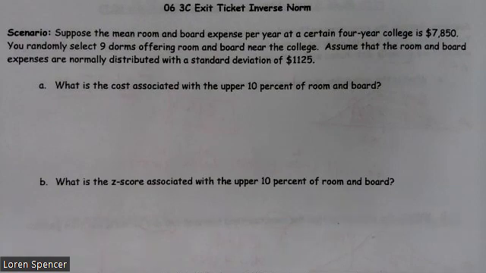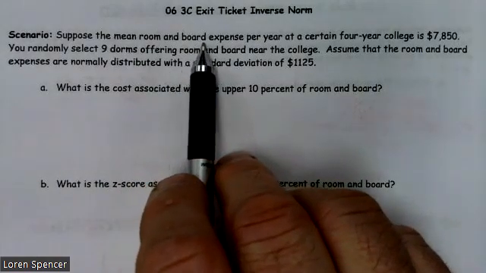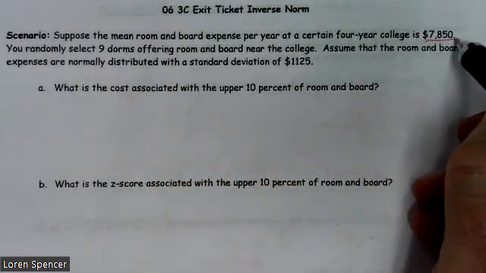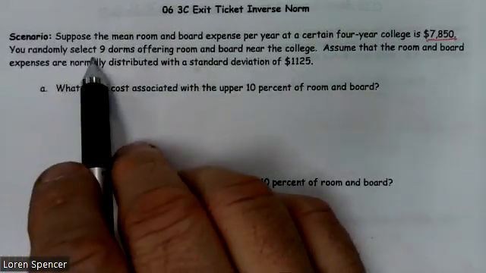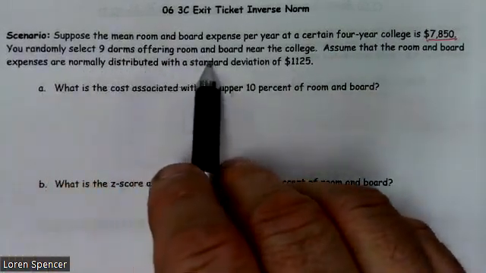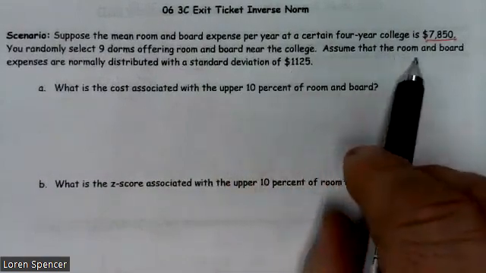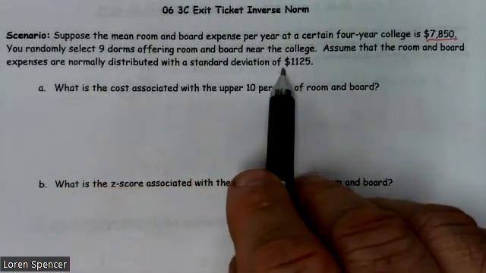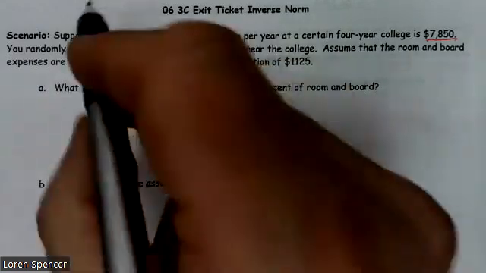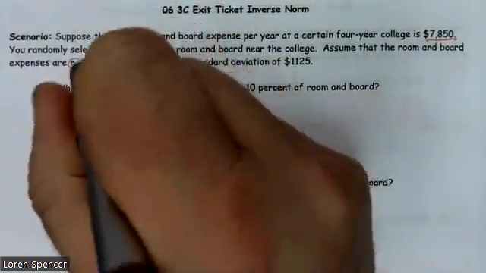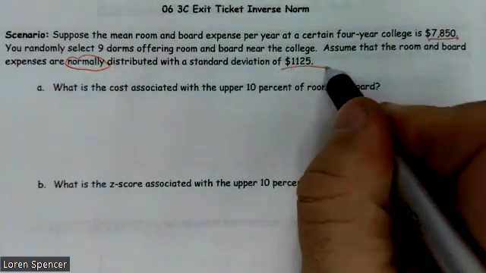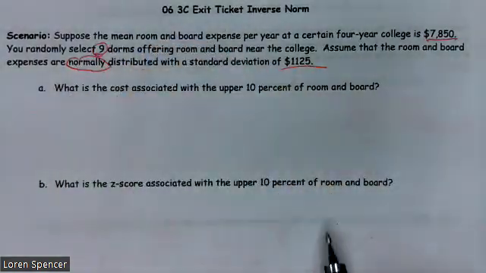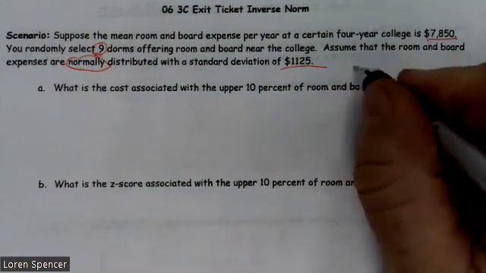So suppose the mean room and board expenses per year at a certain university is $7,850. You randomly select 9 dorms offering room and board near the college. Assume that the room and board expenses are normally distributed with a standard deviation of 1,125. So our important information: normally distributed, 1,125. We may need that sample size. All right, so let's go ahead.